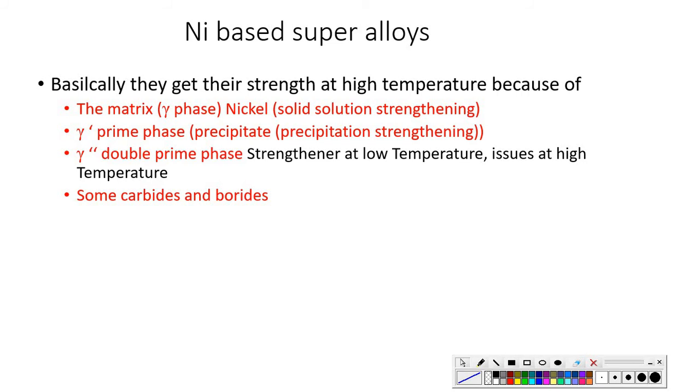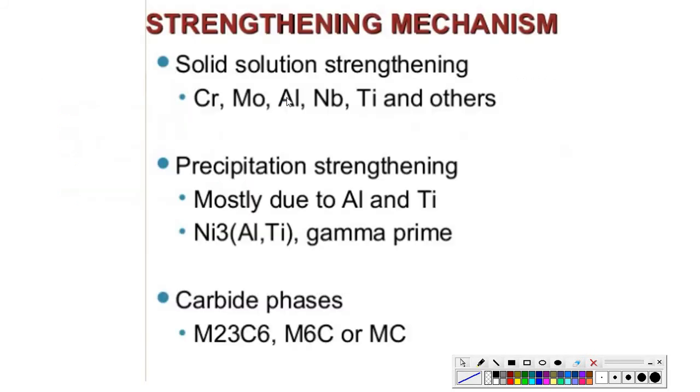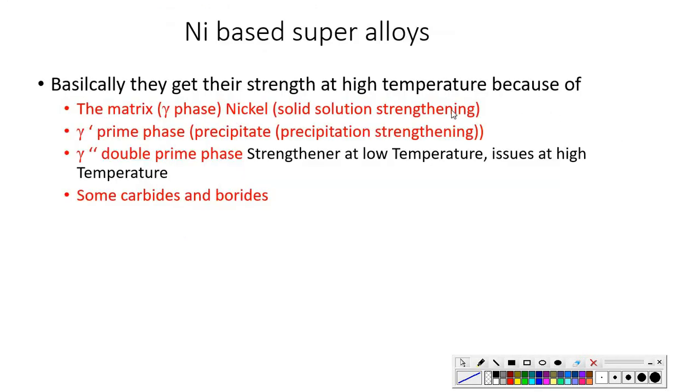First one is the solid solution strengthening. A gamma phase is formed. That means either substitutional solid solution or interstitial solid solution. And in this, we have chromium, molybdenum, aluminum, niobium, titanium, etc. as alloy elements. These alloy elements substitutionally or interstitially occupy sites in the base metal, and thereby an alloy or a solid solution is formed, and this solid solution strengthens the superalloy material. So that is the first one.